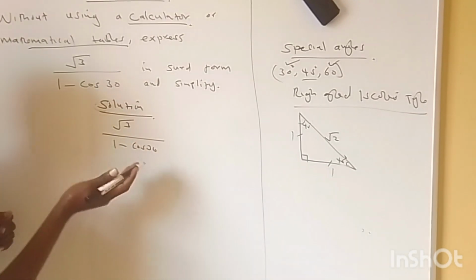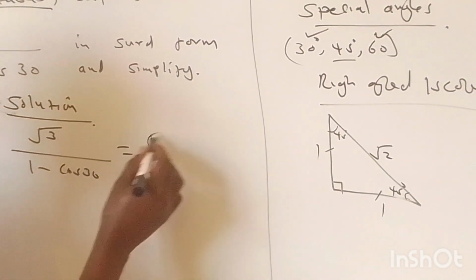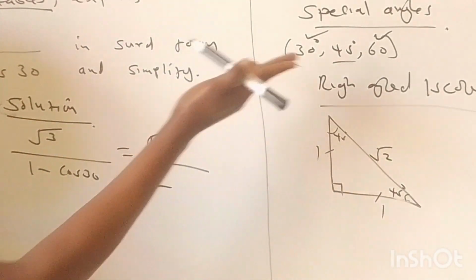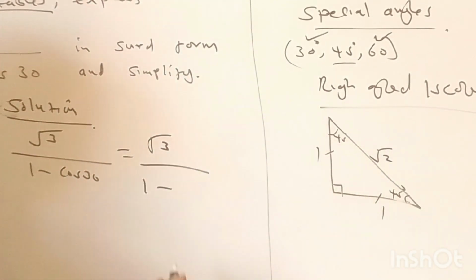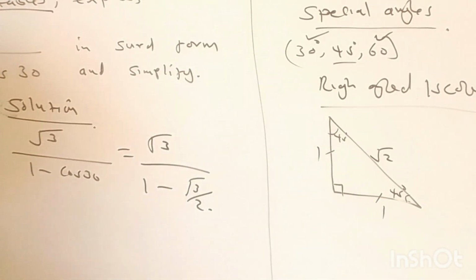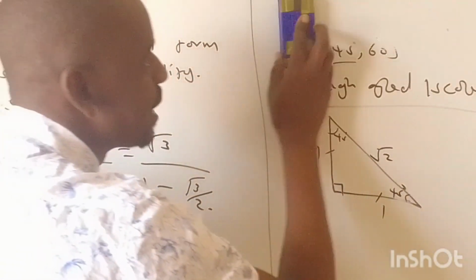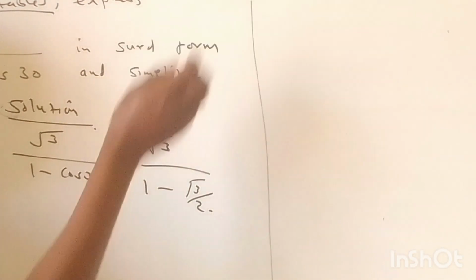So we've seen now back here, all over 1 minus, so cos of 30, when we use our triangle there, we get it to be root of 3 over 2. So expressed in surd form, we have expressed it, but now we want to simplify. So you guys, how can we simplify surds?